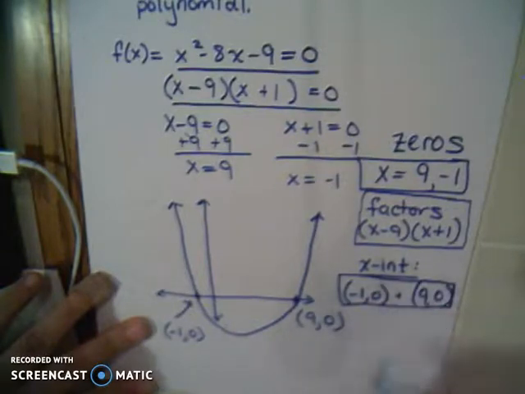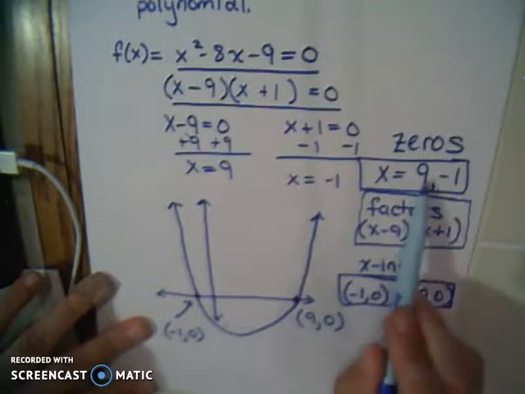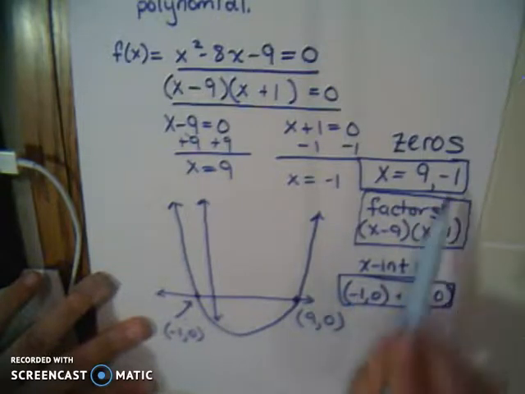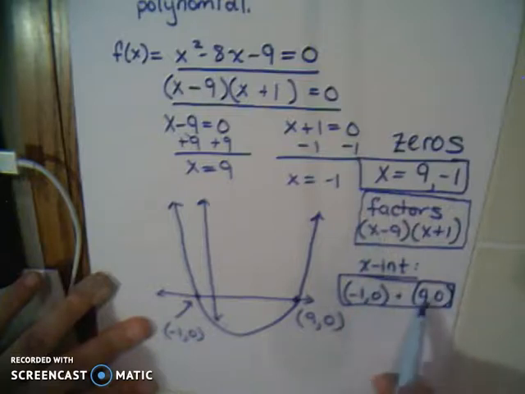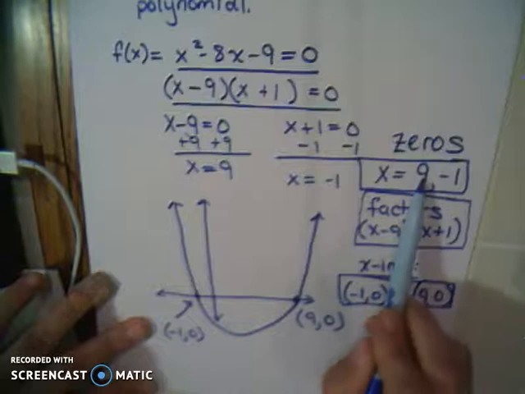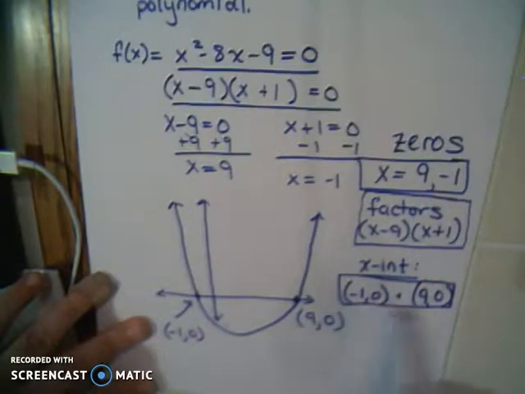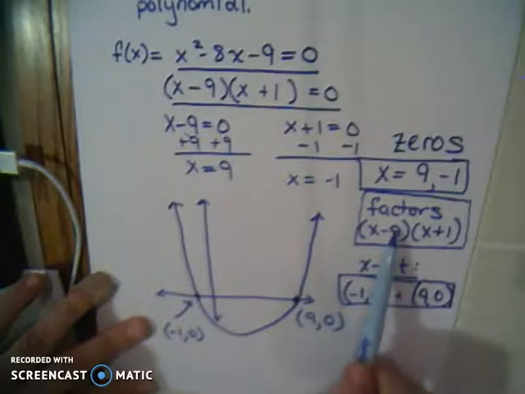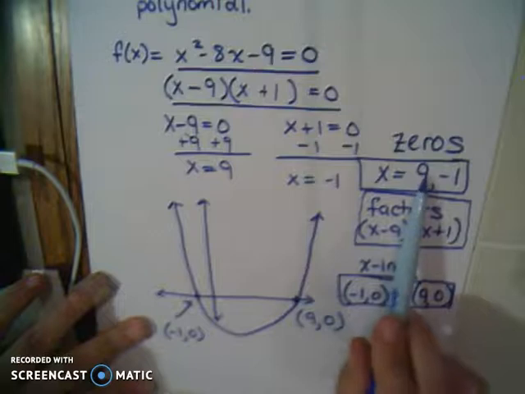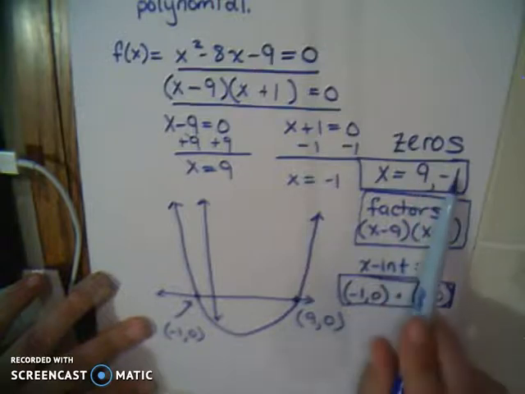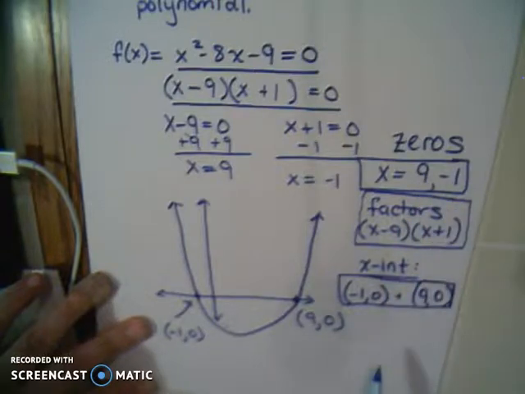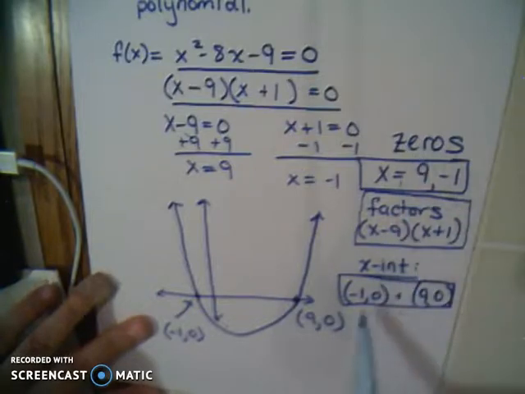X-intercepts are points. And those same two numbers, 9 and -1, those are x values, so they go in the position of the x coordinate. So as zeros, we're just saying the value. As intercepts, we're writing them as points. And as factors, we change the sign. We're doing x minus that value, which changed it to a plus. And all three of these are always going to be related within a function.